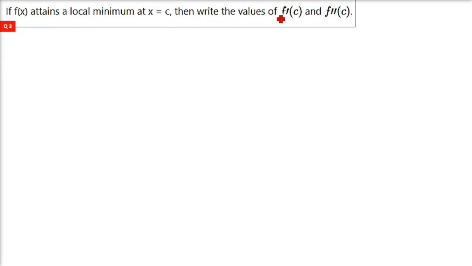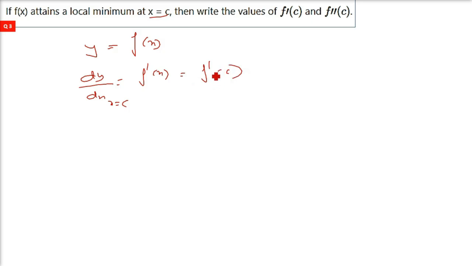If f(x) attains the local minimum at x equals c, then write the values of f dash c and f double dash c. Now we have the original function y equals f(x). dy by dx is f dash x, the single differentiation, first derivative. At x equals c, it's f dash c, the first differentiation. So in order to find the critical point or the extreme point, we say f dash x equals 0 at a certain point, f dash c equals 0.